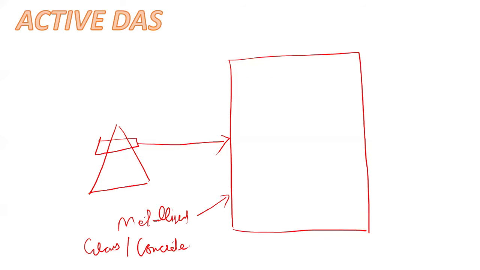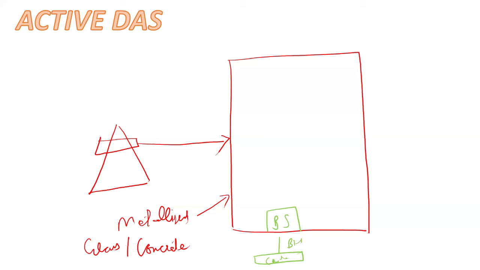So some sort of dedicated system is needed inside the building to cover the building, right? With an active DAS, you have a couple of ingredients. The first thing that you need is a base station or some form of signal source, right? So here you have this base station. This base station may be connected to the core through the backhaul, but that is not our point of discussion at this moment.